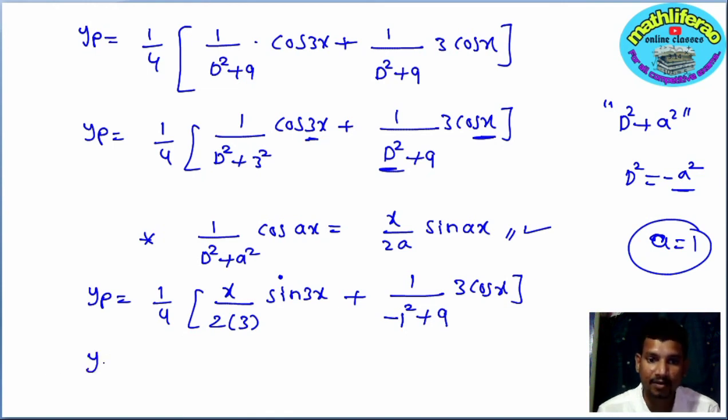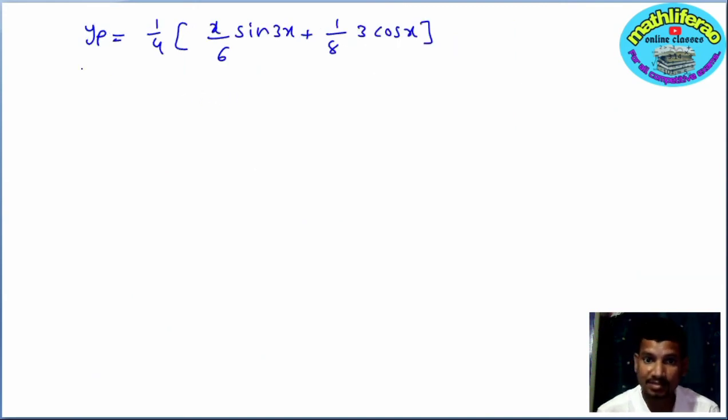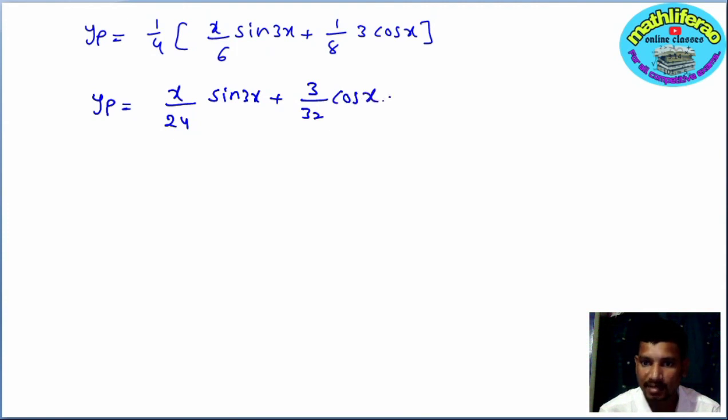Now simplify this one. yp equal to 1 by 4 into x by 2, 3 is 6 sin 3x plus 1 by 9 minus 1, 8, 3 cos x. Okay, now simplify this equation. So here we have to simplify the particular integral: yp equal to x by 4 6, 24 sin 3x plus here 3 by 8, this is the 1 by 4. So in the denominator 4 8s are 32, means 3 by 32 cos x. This is the particular integral; we already found the complementary function.